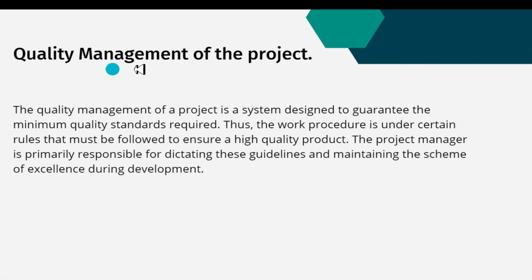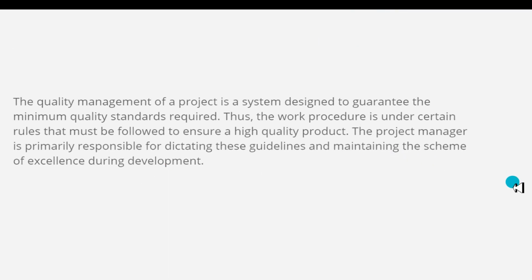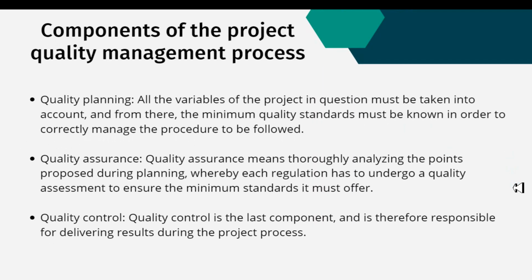Quality management of the project. The quality management of the project is a system designed to guarantee the minimum quality standards required. Thus, the work procedure is under certain rules that must be followed to ensure a high quality product. The project manager is primarily responsible for detailing these guidelines and maintaining the scheme of excellence during the development. Components of the project quality management process.